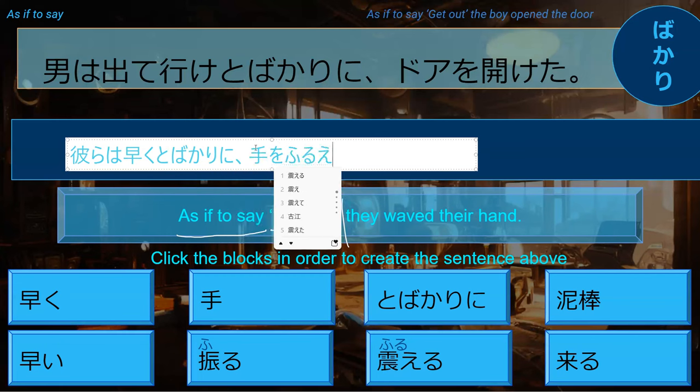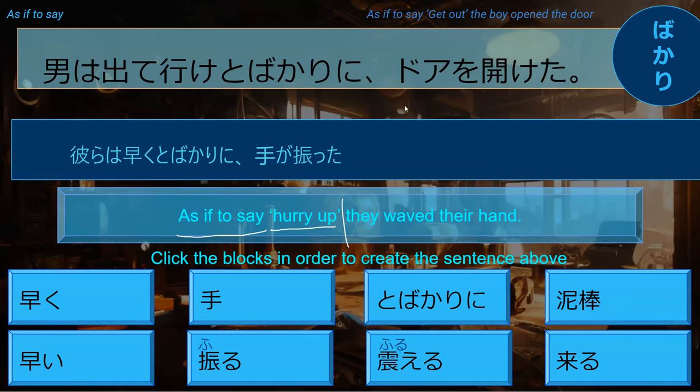Good guess. Furueru, right, is to shake your hand, like the idea that your hands are shaking out of fear. And I normally take ga. Te ga furueru. My fingers are shivering. It's actually the furu here. I see. Not that furu. So this furu is the one to shake, which becomes futa. They waved, past tense. But yeah, perfect.